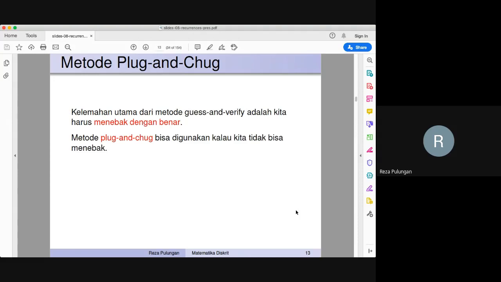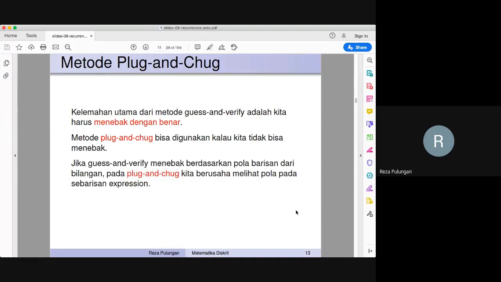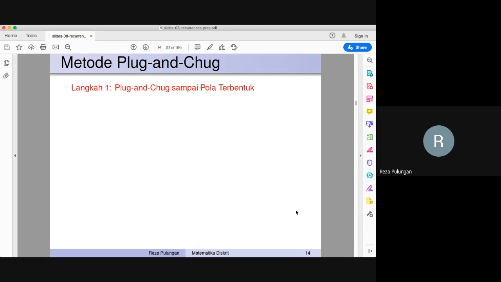So the plug and chug method is what we can use if we are not able to guess. Now, actually, plug and chug also uses some sort of guessing, but we are guessing on a different level. We are guessing by looking at patterns. This will become clearer later on. So there are 3 steps in this plug and chug method, so pay attention to this one. The first one.